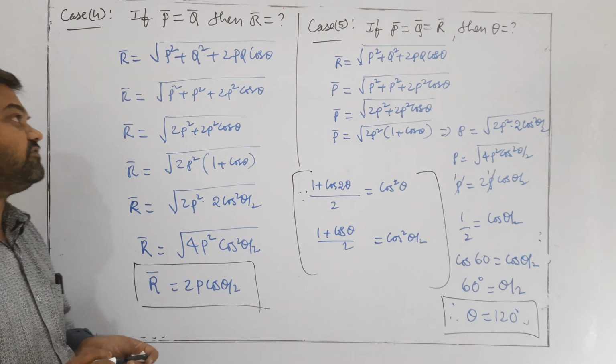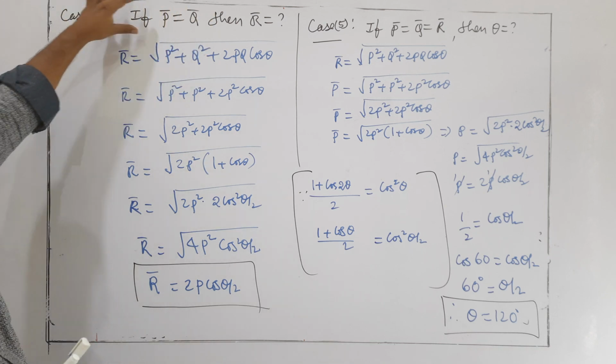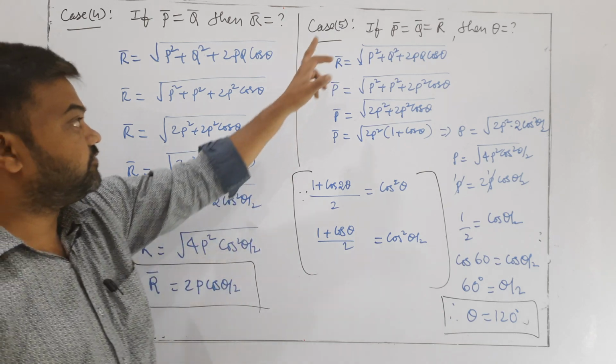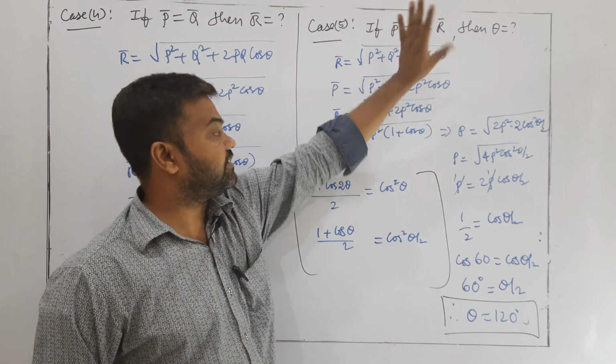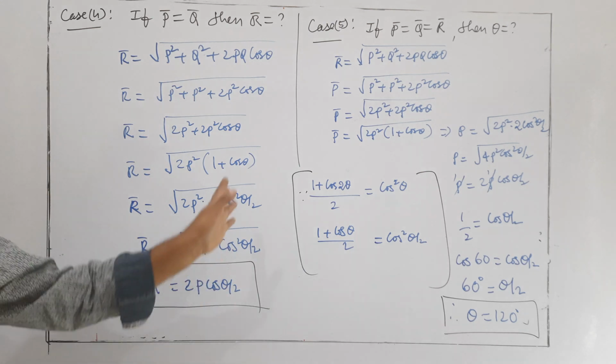Like this we have total 5 cases, case 4 and case 5. If p is equal to q, then what is the value of r? 2p cos theta by 2. If p bar, q bar, r bar are equal, what is the value of the angle? That is 120. Okay, copy this one.